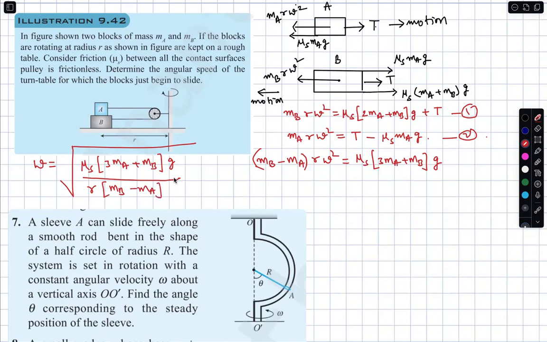I know MB is greater than MA, so I have taken this decision. I am taking MB greater than MA, so I got this answer. Suppose if you take A is greater than B, then you will get a different answer. Accordingly, you should modify. Any doubts? Tarnaka students, do you have any doubts?